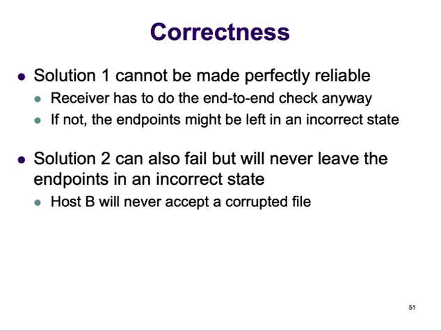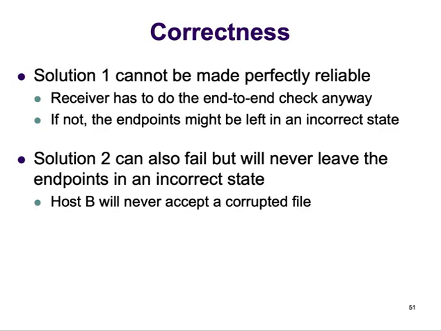Okay, solution 2 can also fail, right? So what if host B sent the checksum to A, A checked it and said it's all good, you can go ahead and use it, and then that message got dropped? Then host B is not going to be able to use the file. So you can still fail with solution 2. You can always create a scenario where either of these solutions fail. But there's no scenario in which solution 2 will allow host B to have the incorrect file. Because the only way host B will use the file is after it gets a message from host A saying, yes, you have the correct file. You're okay. You're good to go.